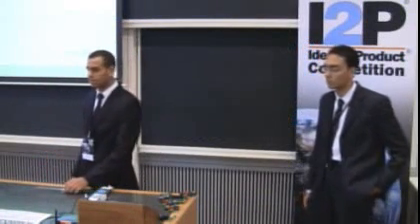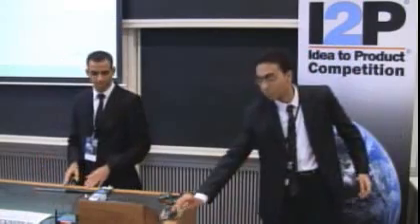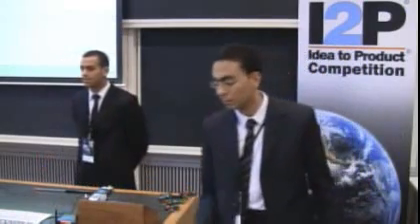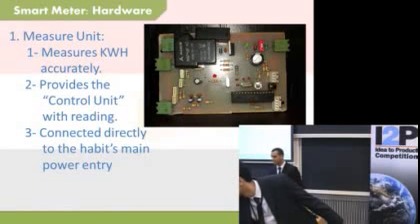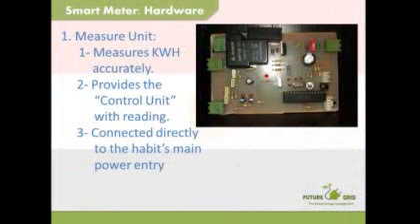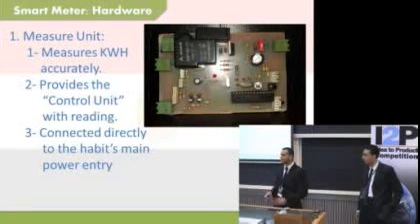For the hardware, it consists of 3 units. The first unit is the measure unit. This unit can measure the kilowatt hours accurately. It provides the control unit with the current readings. It's also connected directly to the home's main AC outlet.